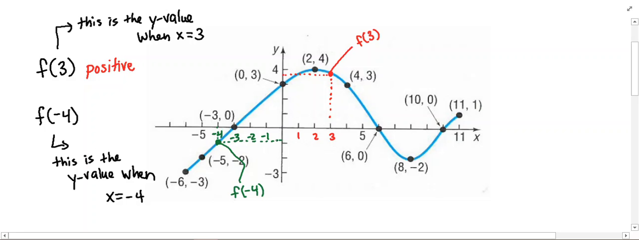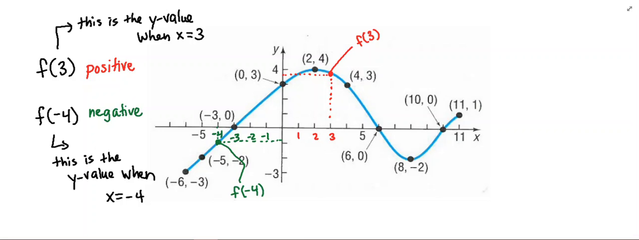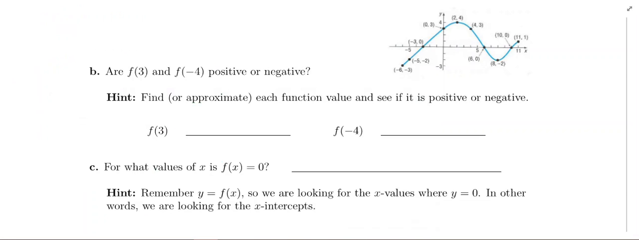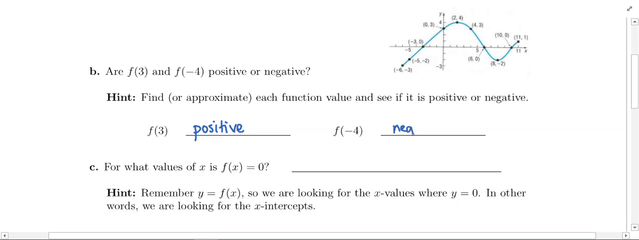So again, you can't read the exact value, but we can tell that this point is going to have a negative y value because it falls below the x-axis. So we're going to write down that f of -4 is negative. Okay, so that's it. That's all you had to do for that one. Let me go back and fill out the paper here. F of 3 we said was positive, and f of -4 is negative.